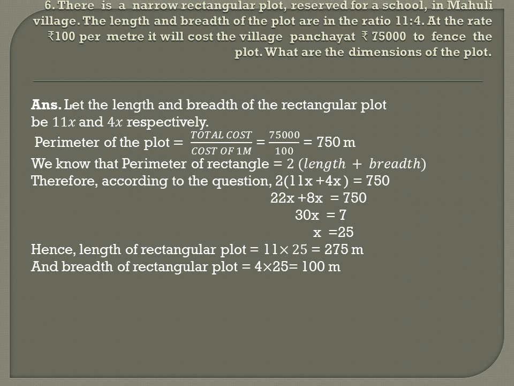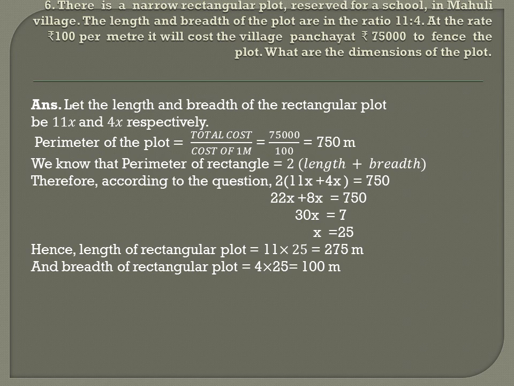What is the total cost? How will you calculate the total cost, this 75,000? Here, fencing means we have to find out the length of the boundary, that is perimeter of the plot, isn't it? Therefore, how will you get this total cost? Perimeter of the plot when multiplied by per unit cost, that is perimeter of the plot into 100 is equal to 75,000. Isn't it, children? That is perimeter into per unit cost, that is 100, is equal to 75,000.